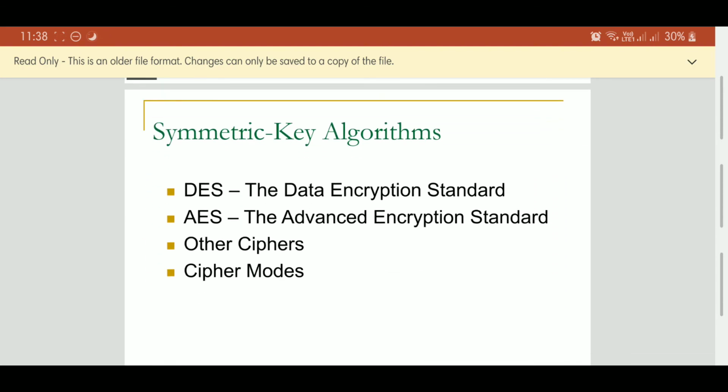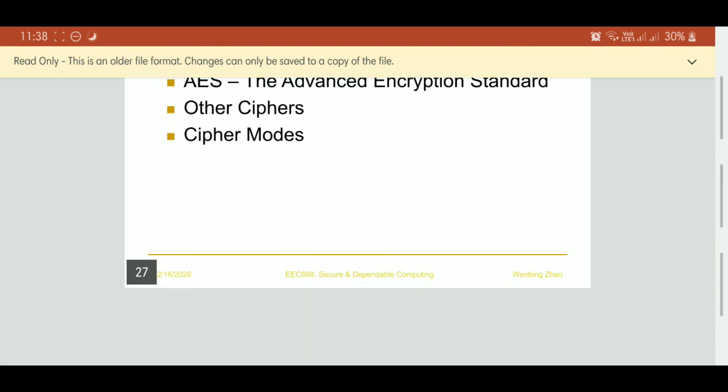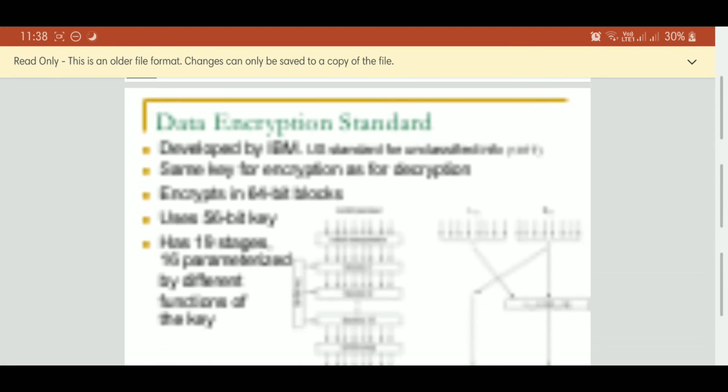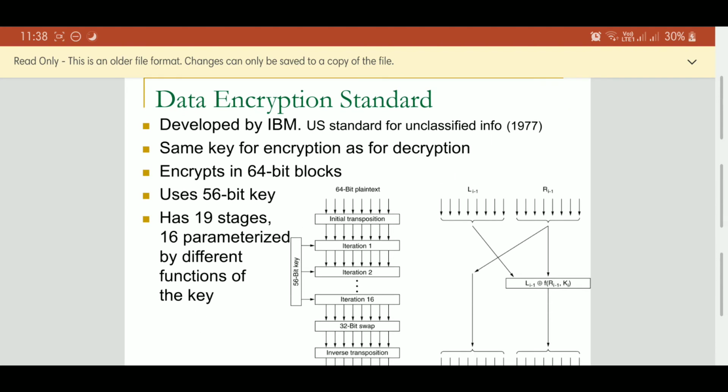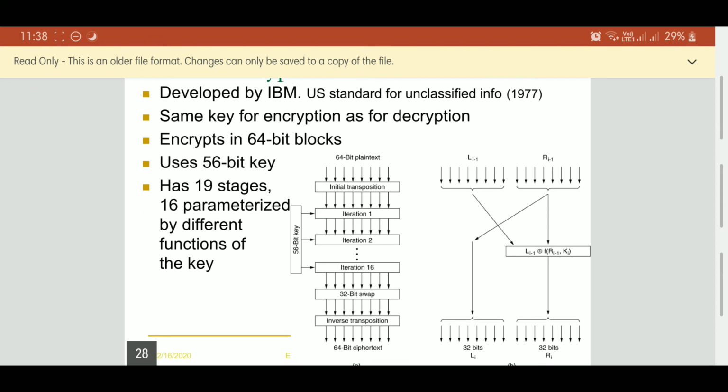Symmetric key algorithms: DES, the Data Encryption Standard; AES, the Advanced Encryption Standard; and other ciphers and cipher modes. Data Encryption Standard, developed by IBM. The same key is used for encryption as for decryption. It encrypts in 64-bit blocks, uses a 56-bit key, and has 19 stages, 16 of them parameterized by different functions of the key.